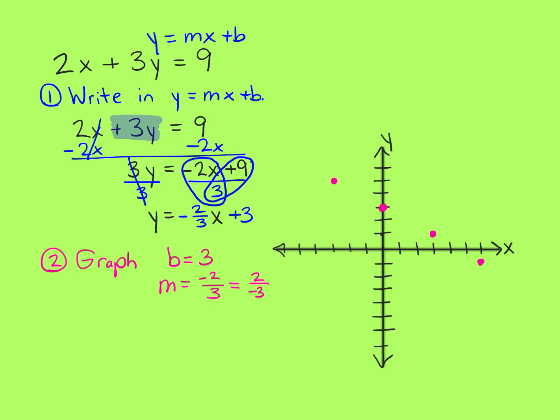And now I'm just going to draw my line through the points. And we have graphed this equation by first writing in y equal mx plus b and then using the y-intercept to graph a point and the slope to get additional points. And we're done.